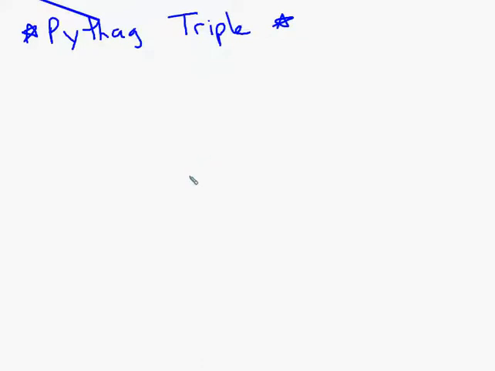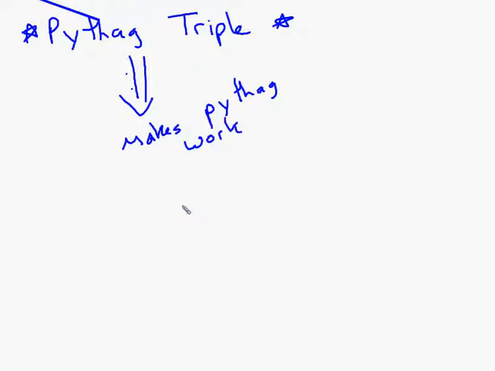Pythagorean triple. There's a few ways to get a Pythagorean triple. I'm not concerned whether you know those ways or not, but a Pythagorean triple makes Pythag work. So it's essentially asking the same question that we just asked. Does a squared plus b squared equal c squared? So 3, 4, 5.